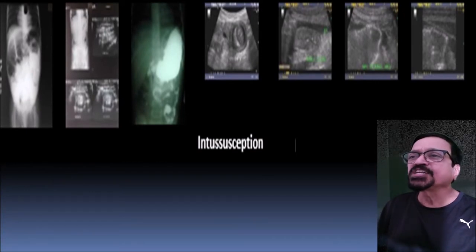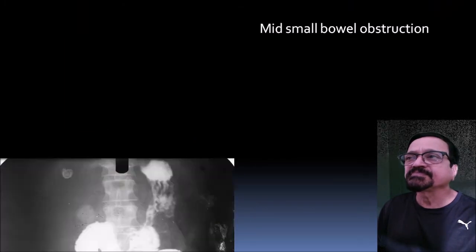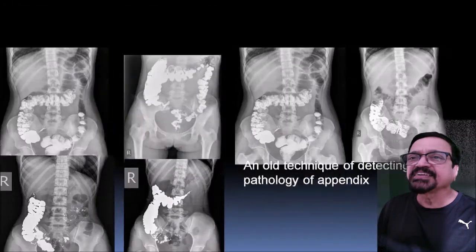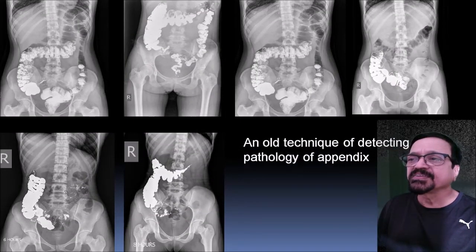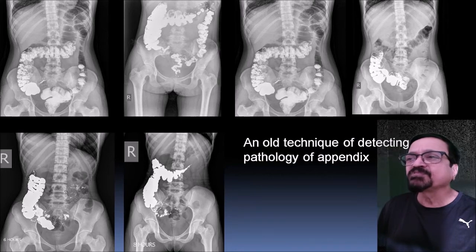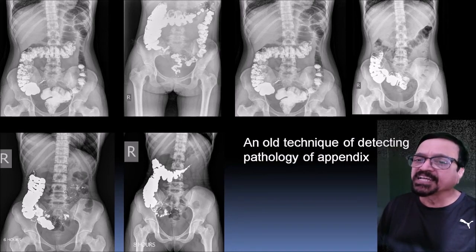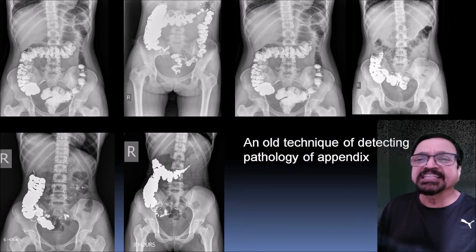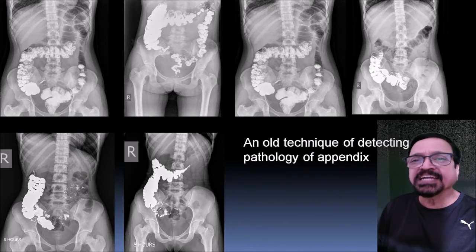Now intussusception is shown both ways. Here we are seeing mid small bowel obstruction, the jejunum is dilated. Earlier, a few years back, we used to have a barium examination for diagnosing appendicitis. Now appendicitis nowadays is not diagnosed on barium. It's a totally outdated technique. This is shown just to tell you that it was used.